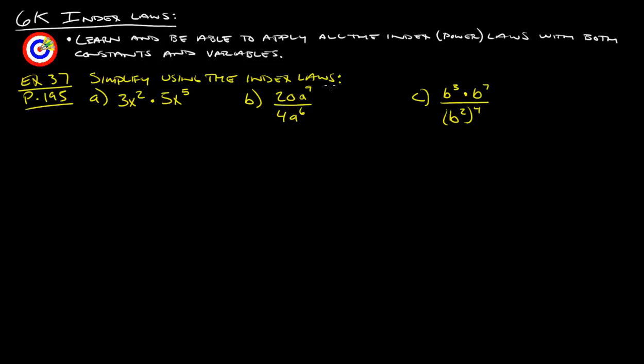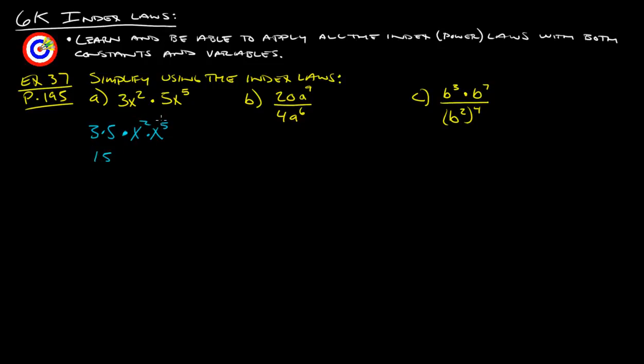Example 37 from page 195. Simplify using the index laws. So this one here, these often will start messing people up. Okay? What you want to do is separate the constants from the variables with powers. So really what I'm going to do is rewrite this as 3 times 5 times x squared times x to the 5th. I'm going to put my constants together and my variables together.